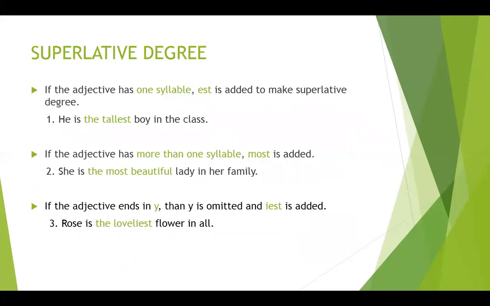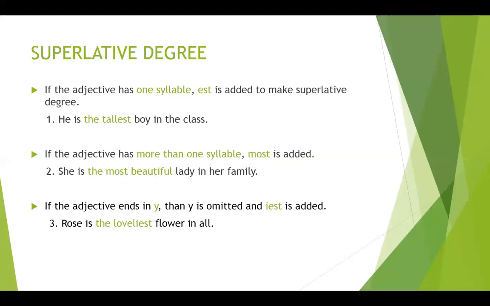The third degree is the superlative degree. As the name suggests, superb. So how do we use it and how do we make it? If the word is a single syllable, -est is added. Like -er is added in the comparative degree, -est is added in the superlative degree. Look at the example. He is the tallest boy in the class. It means that his height is unparalleled in the class. So when something is unparalleled, unmatched in the community, then the superlative degree is used.